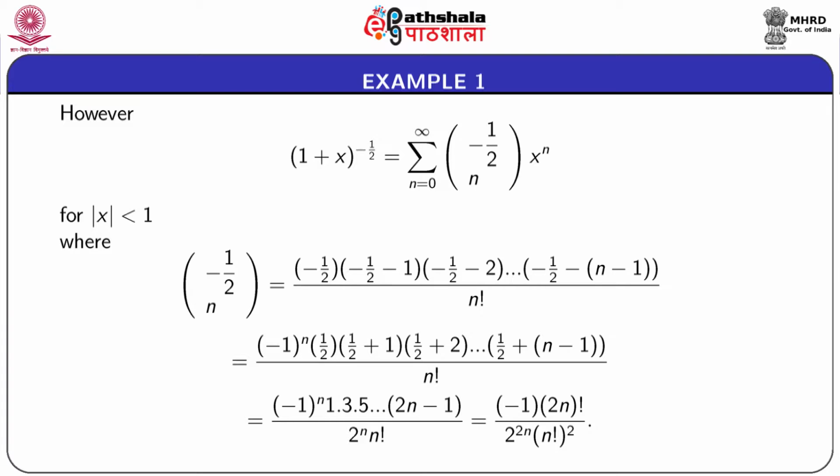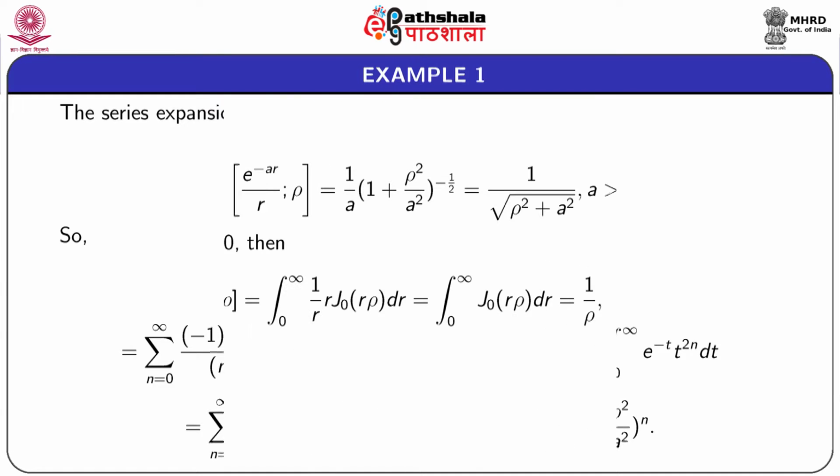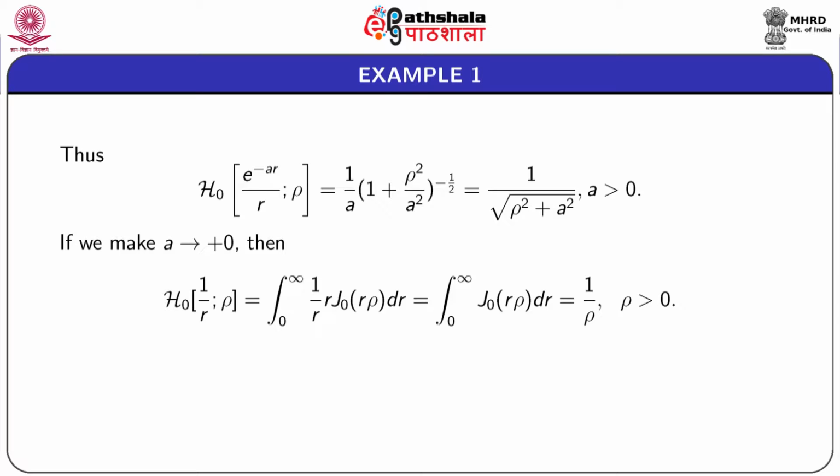Now, looking at this summation and comparing with this summation, we can write Hankel transform of e to the power minus ar by r as 1 by a into (1 plus ρ square by a square) to the power minus half, which is equal to 1 by root over (ρ square plus a square), where a is positive.